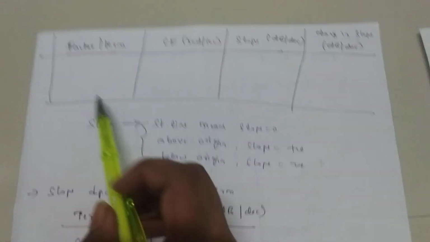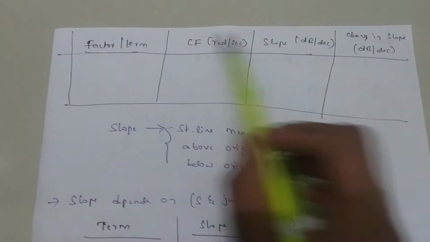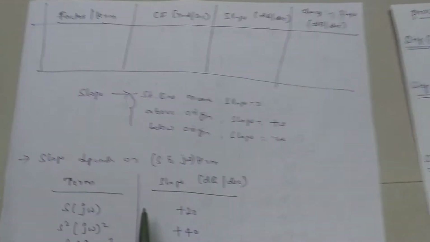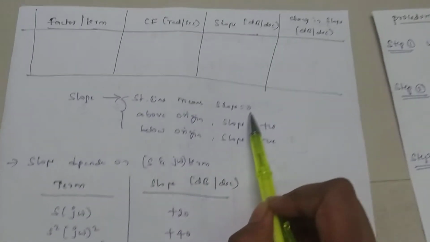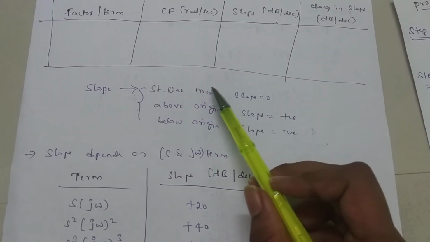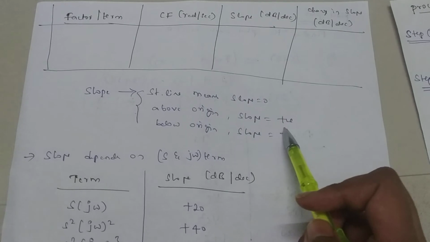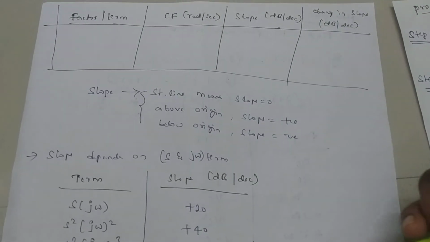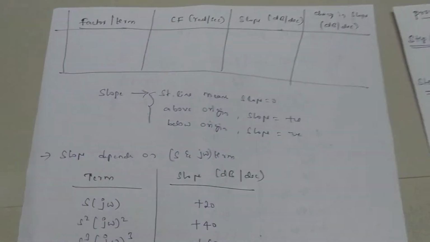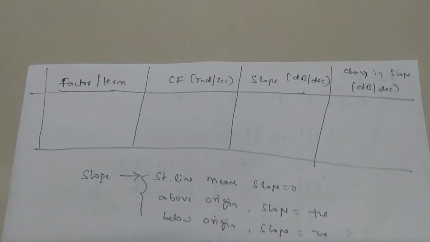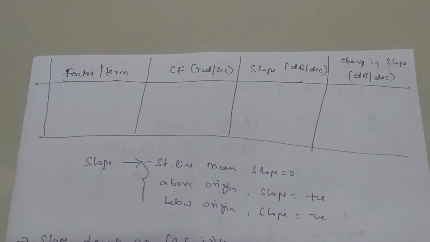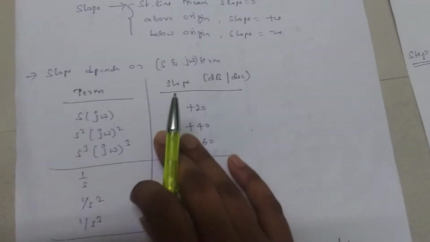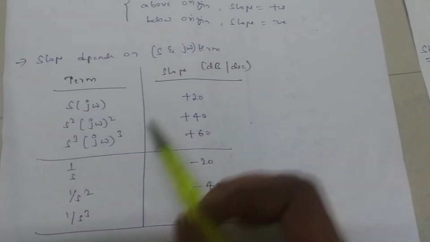See, for step 4 this is the tabular column for the magnitude plot. After this we need to find the slope. What is meant by slope here? If it is a straight line, the slope will be 0. If it is above the origin, the slope will be a positive value. If it is below the origin, the slope will be a negative value. This is nothing but the slope here. The slope depends upon the s and j omega terms. So what are the s and j omega terms here? I'll tell you. Here are some examples of s and j omega.